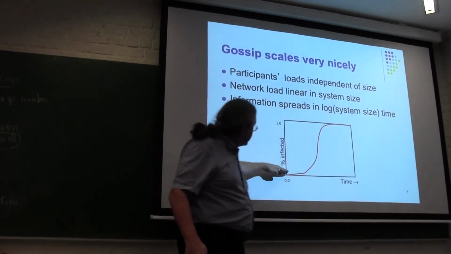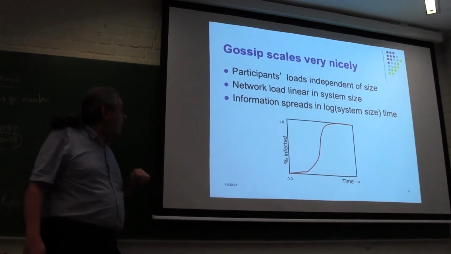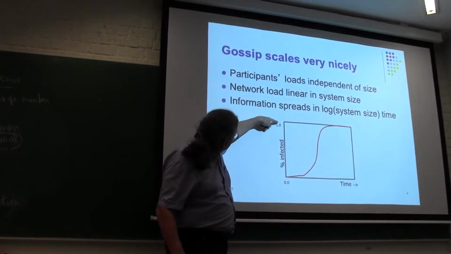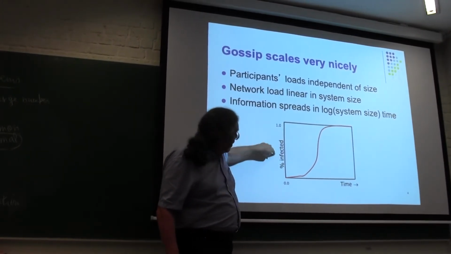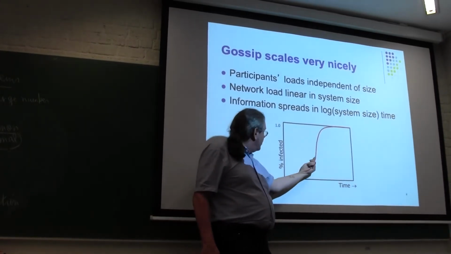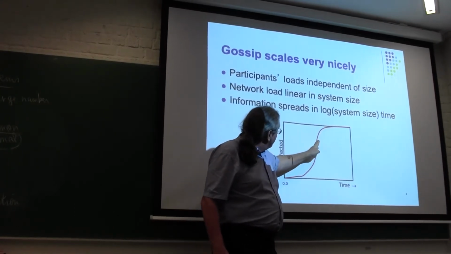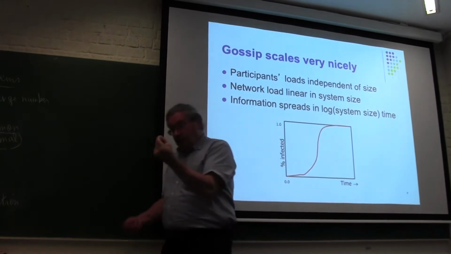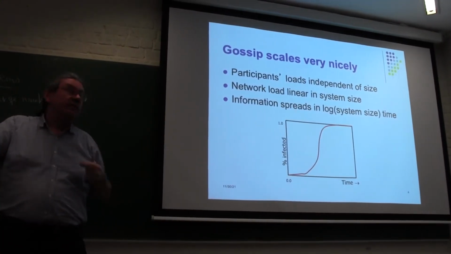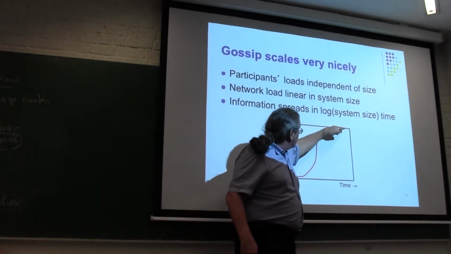So you have this S curve, this typical S curve. You see it all the time. When the time goes up, and this is the percent of the system, I say it's infected. They have the information, okay? It starts by going exponential. So this is the exponential growth. But because the system has finite size, eventually it saturates. Eventually nodes start getting information from more than one neighbor. So the system reaches its limit and it saturates.